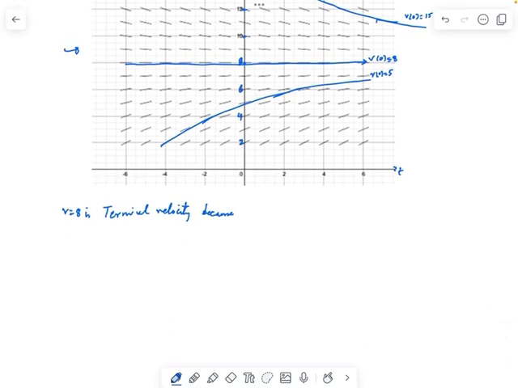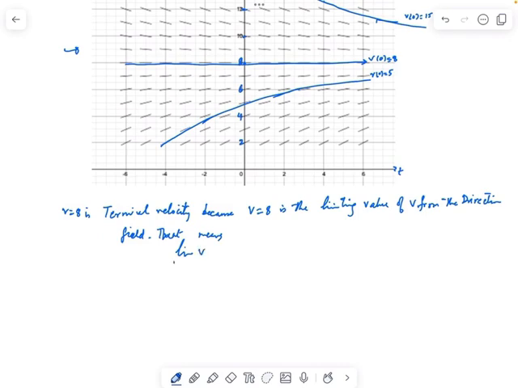Because v equal to 8 is the limiting value of v from the direction field. Okay, what does that mean? Because that means that the limit of v as t goes to infinity is equal to 8. That's why we call it a limiting velocity.